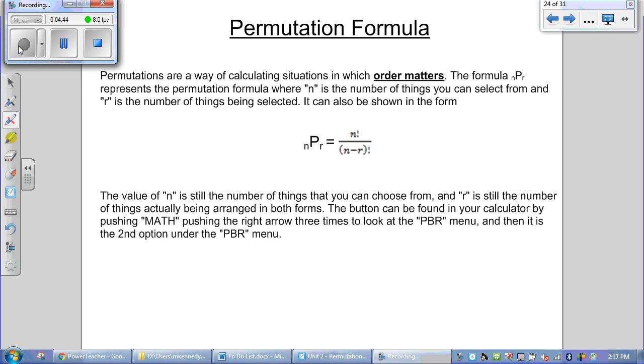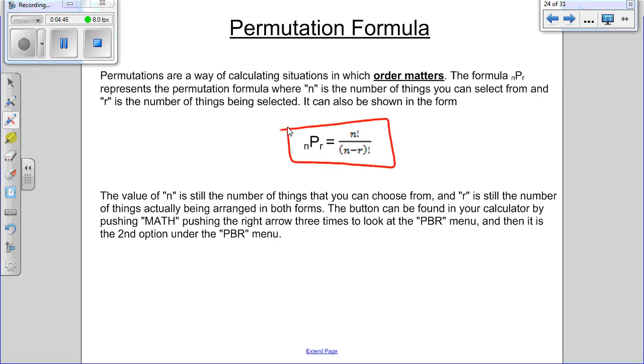It looks like this. The N and the R mean the exact same thing as yesterday. So N is the number of people you get to arrange, and R is the number that you're actually arranging. So in our last question, we would have had 10 with N, and 3 was R, because you had 10 students to choose from, and you were arranging 3 of them, and order matters. So that is in there for your notes. N is the number you can choose from, R is the number actually being arranged in both forms.